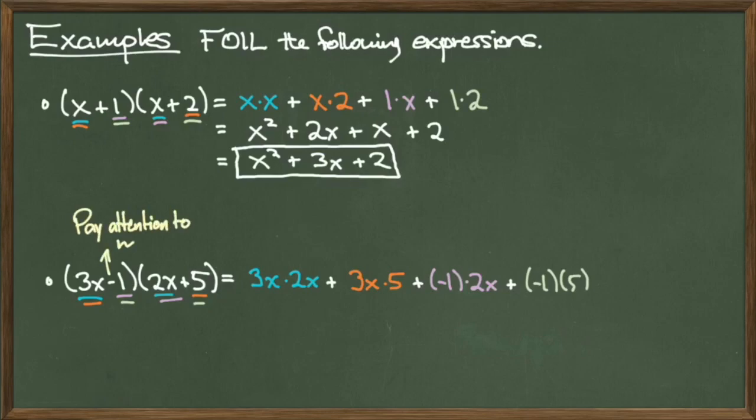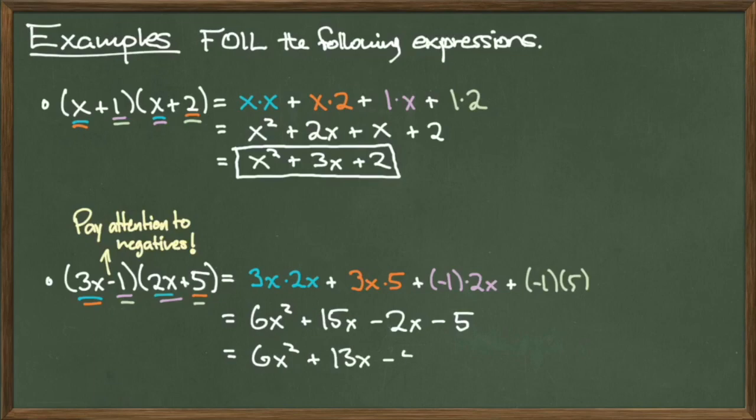There is a minus 1 here in this first quantity, and you have to make sure that you're paying attention to negatives. Dropping negatives will result in an incorrect answer, so in this multiplication process, every time you see a minus, bring that negative sign along with the multiplication. The hard part's over, so simplify to get 6x squared plus 15x minus 2x minus 5. Combine like terms to get a final answer of 6x squared plus 13x minus 5.